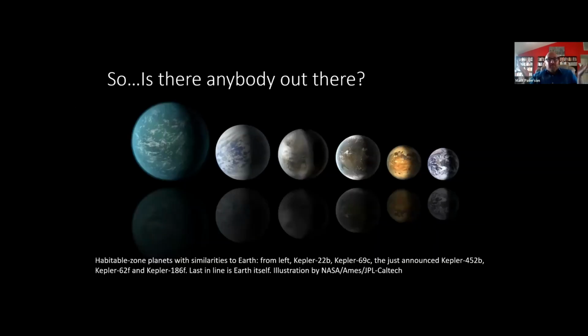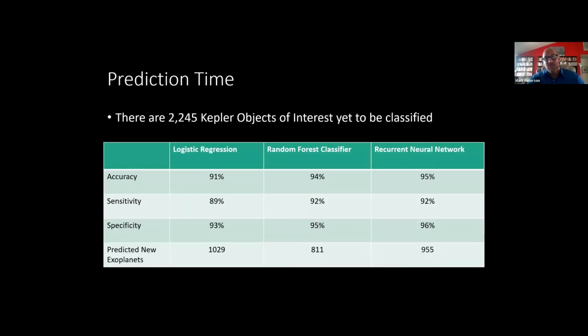So what does this tell us? Is there anybody out there? Did we find an exoplanet? These unfortunately aren't actual photographs. They aren't renderings of actual exoplanets done by NASA. We can't actually see these, so they're all artist renderings.